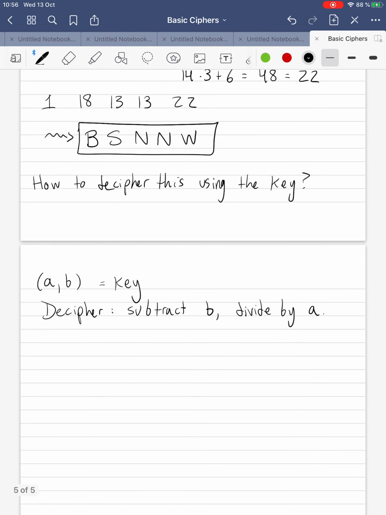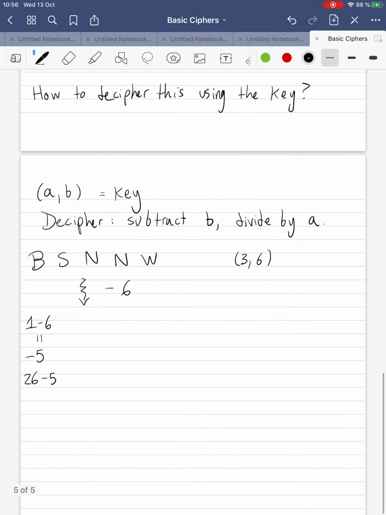Okay, so let's say we have B, S, N, N, W. First we're going to subtract B. So let's say in this case we're using the key 3, 6, as we did before. So first let's subtract 6. B is 1, so here we have 1 minus 6. This is minus 5. So how do we get a number between 0 and 25? Well, this is the same thing as 26 minus 5, because 26 is 0. This is the same thing as 21.